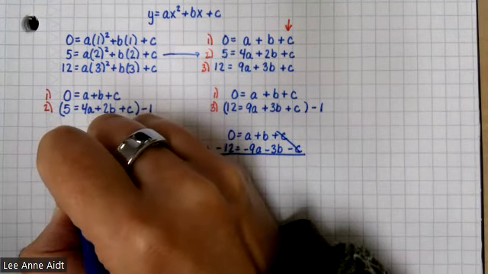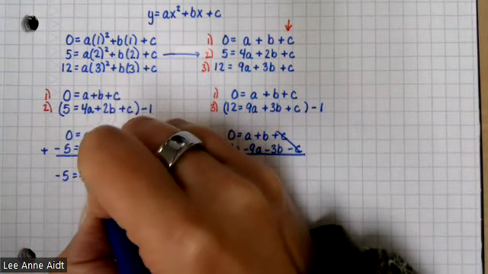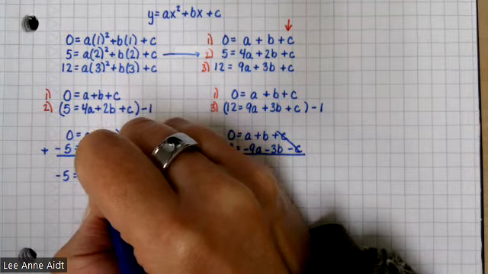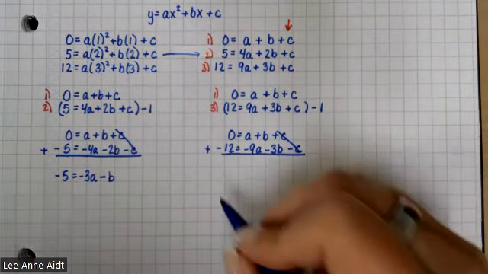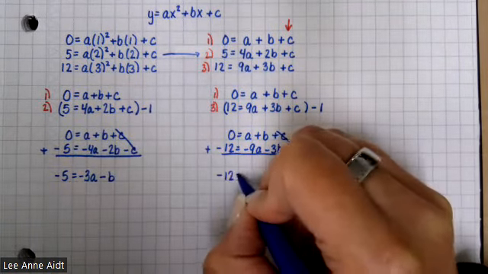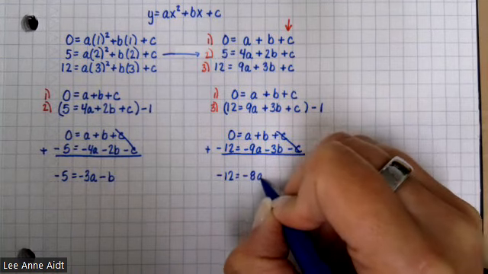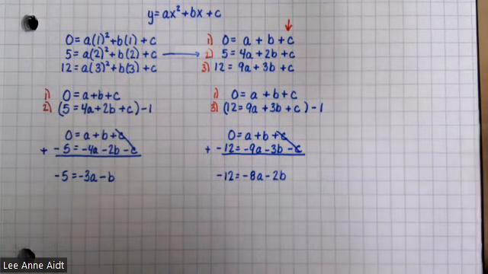Negative 5 equals negative 3a minus b. Negative 12 equals negative 8a minus 2b.